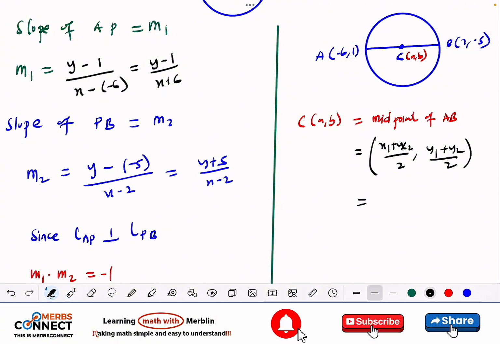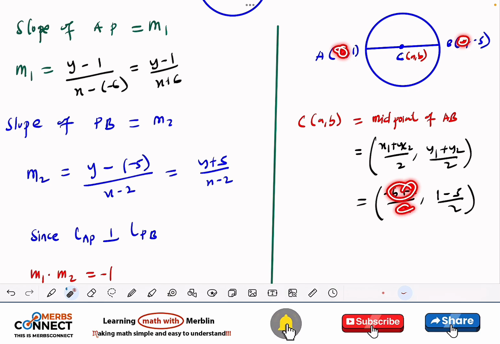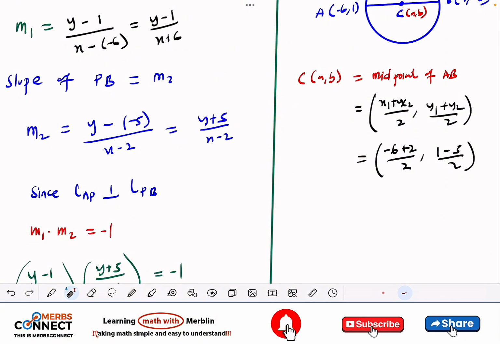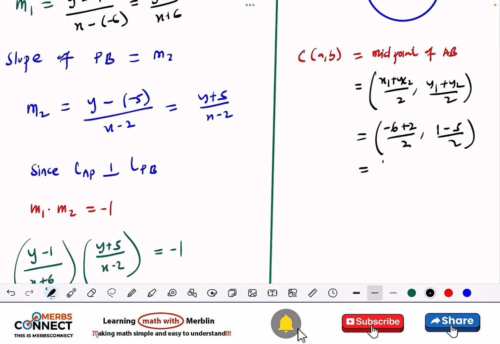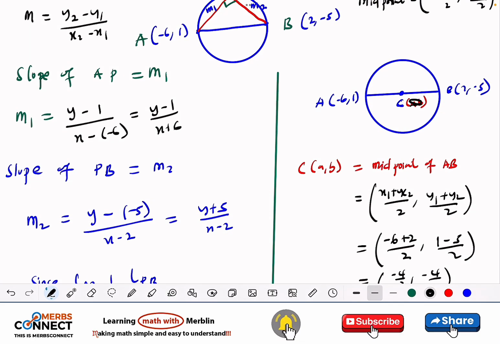So we are going to have (-6 plus 2) divided by 2, and then (1 minus 5) divided by 2. Did you see that? So this is x1, this is x2. Add them, divided by 2. This is y1, this is y2. Add them, divided by 2. So simplify this, and you are going to have -4/2, -4/2, and we are fortunate enough to see that this is -2, -2. So our center is (-2, -2).